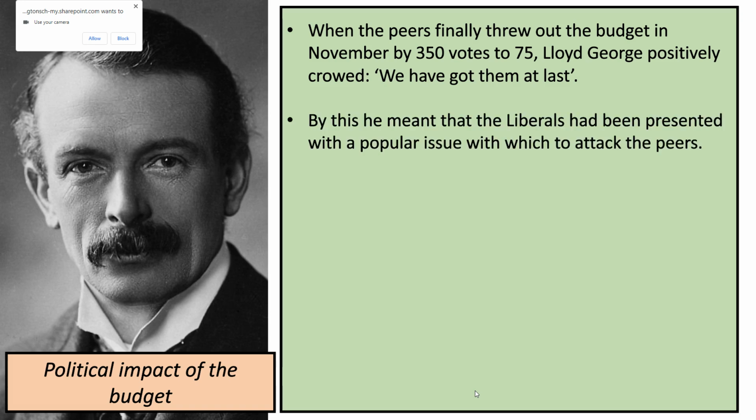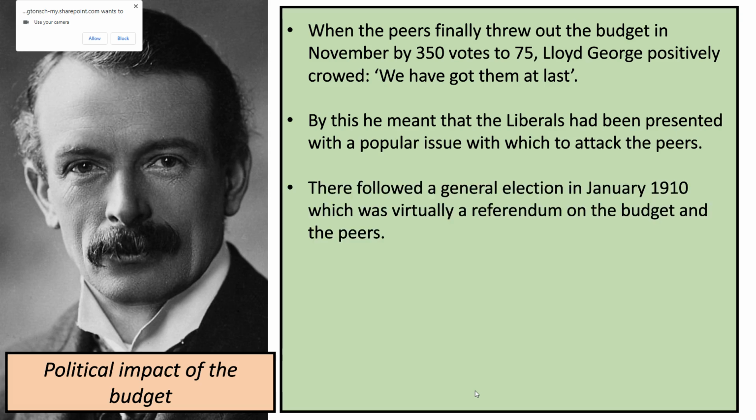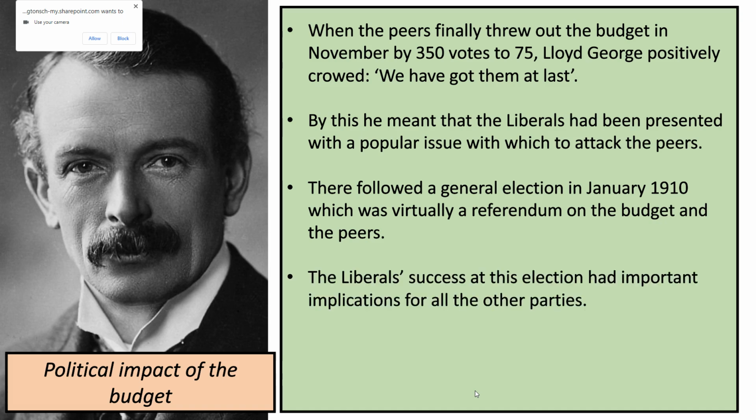So the Liberals obviously now have complete legitimacy to go after the House of Lords, because they've rejected a parliamentary budget, which really there's not much precedent for. So the Liberals call a general election in January 1910, which is basically a referendum on the budget. The Liberals run this election campaign basically saying, vote for us if you support the budget. And if the Liberals win, the Conservatives are obviously going to have to back down, because the ordinary British public have said, we have voted for the Liberals because we support this budget.